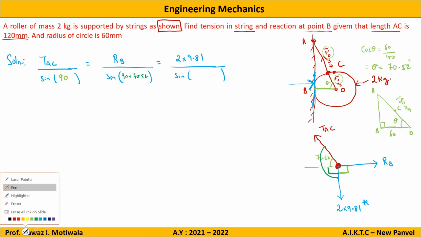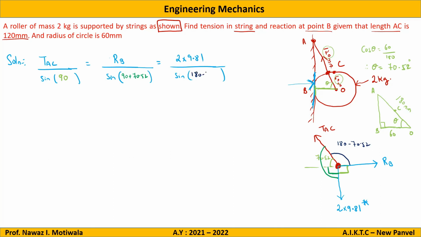Now the last one. The last one we have, if I take this 2 into 9.81, the angle should be this one. So वो कितना हो जाएगा? 180 minus 70.52. So I will write here 180 minus 70.52. This is the main step which you have to fill very carefully. ये कर लिया, उसके बाद तो बस बच्चे लोग का खेल है.